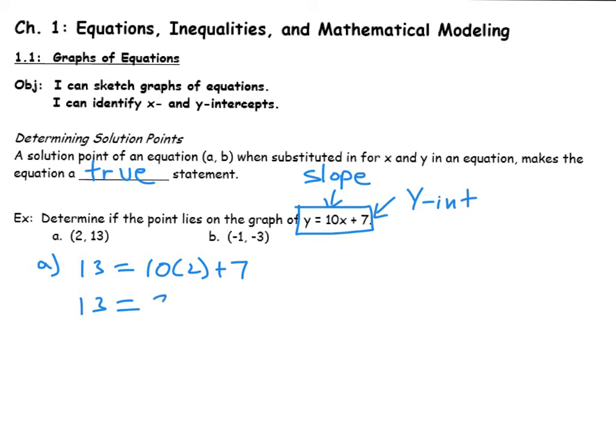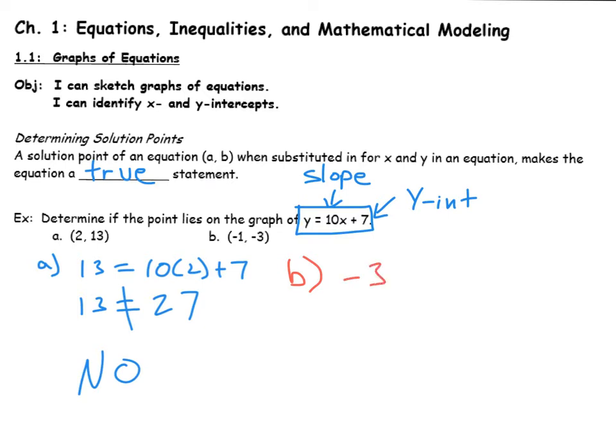10 times 2 plus 7, I believe that's 27. And last I checked, 13 and 27 are not equal. Hard no on that one. There's really no such thing as a soft no on checking for solution points. It is or it isn't, right? So if you had plotted that equation, in other words, used it to make a graph, it does not go through the point (2, 13). That point's not on the line.